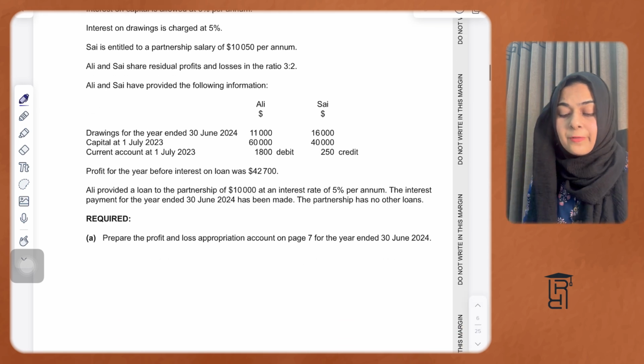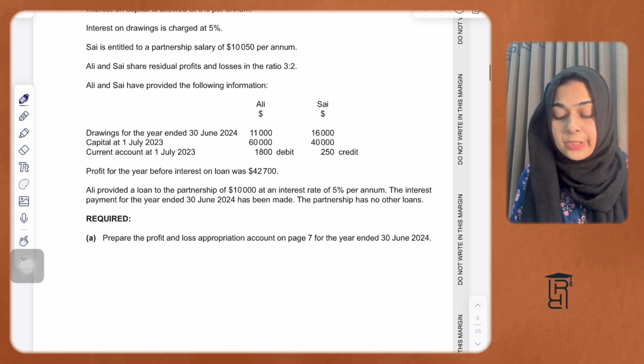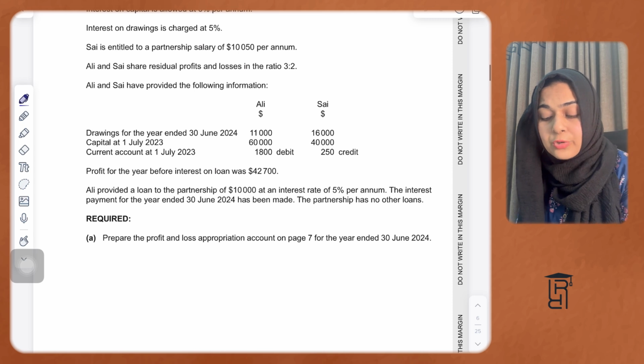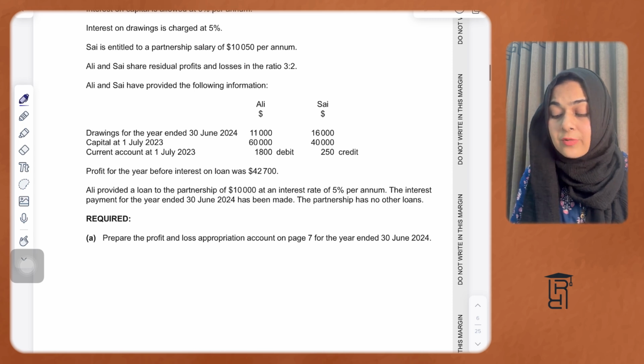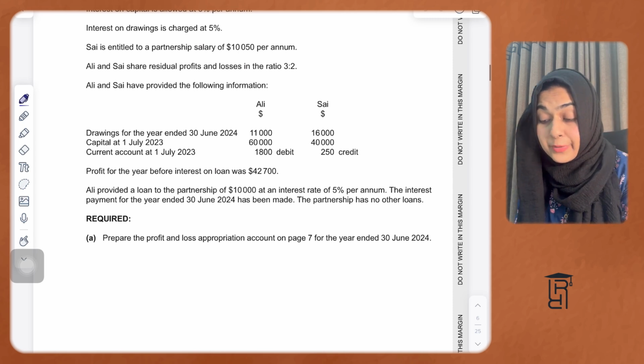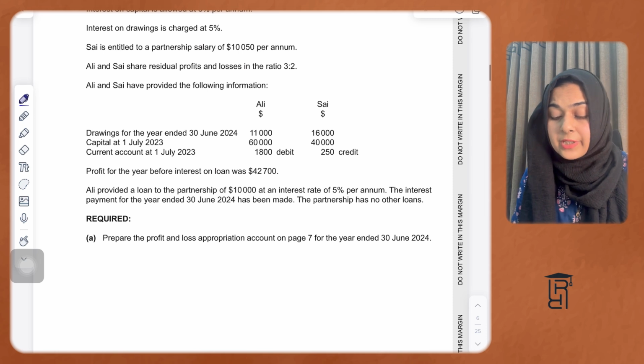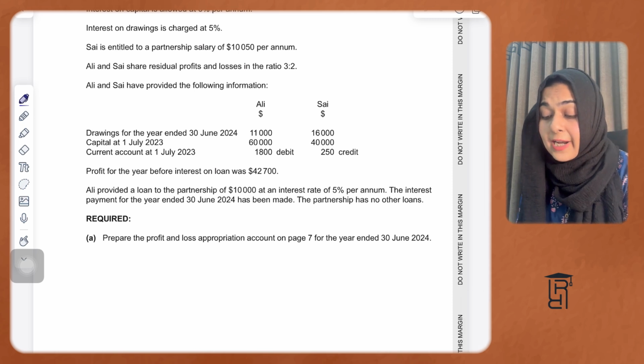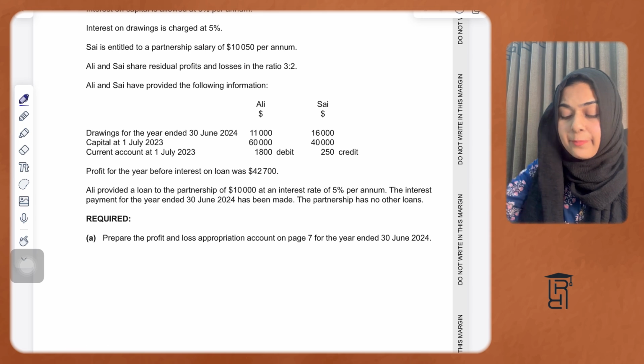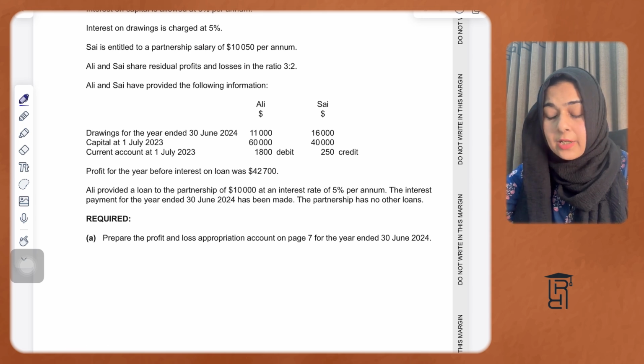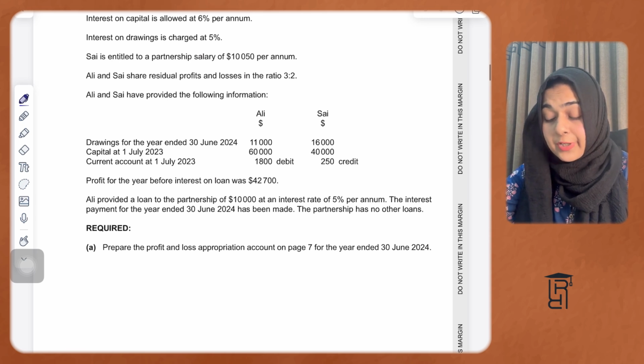Then they're saying the profit for the year before interest on loan is 42,700. Ali provided a loan to the partnership of $10,000 at an interest rate of 5% per annum. The interest payment for the year ended 30th June 2024 had been made. The partnership has no other loans. Okay, so they have paid the interest to Ali on the loan that Ali has provided to the partnership.